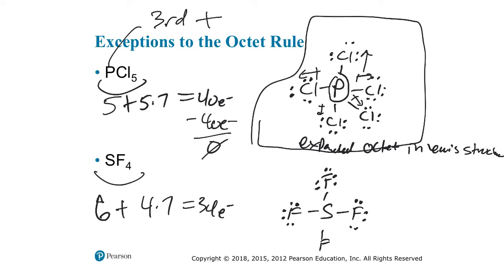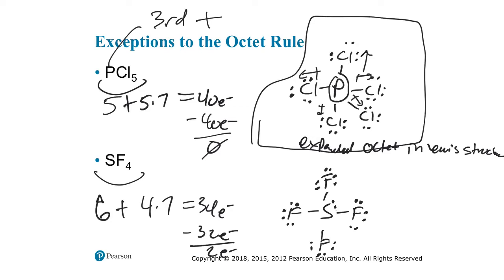In this case, I've distributed 8 electrons per F. There are 4 of them. That's only 32 electrons. So I have 2 electrons left to go. Fluorine's already satisfying the octet. We can't expand fluorine's octet, but we can expand the octet of sulfur. So we end up going with 2 electrons on sulfur.